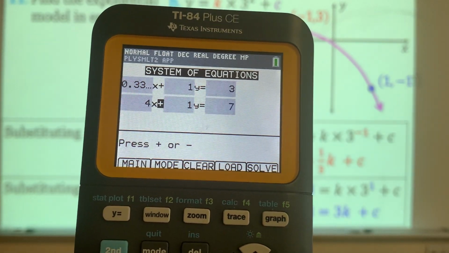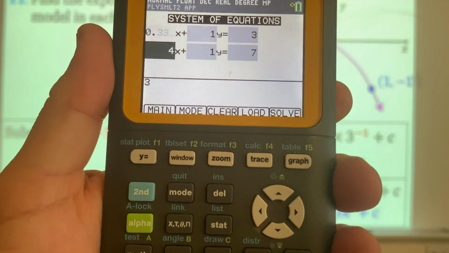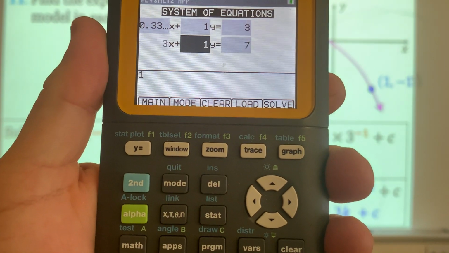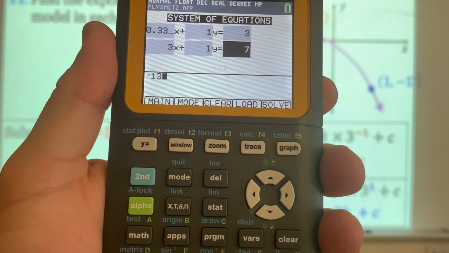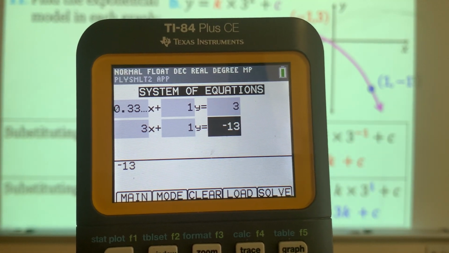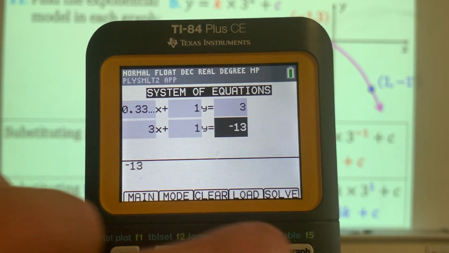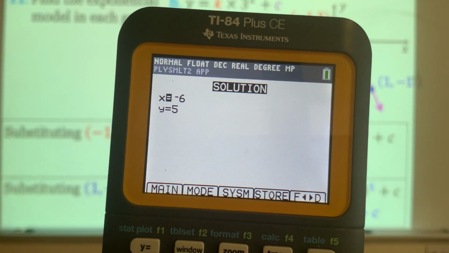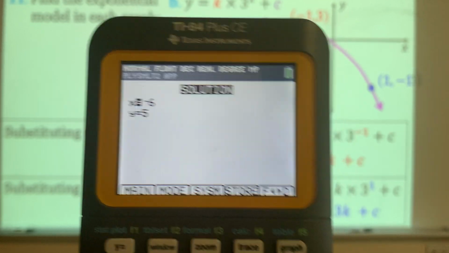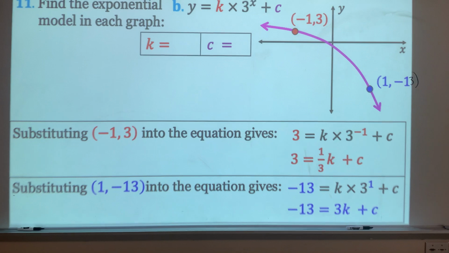And then it's a 3k. So, oops, sorry, it's 3 plus 1 equals negative 13. Okay, so notice I got 0.33, that 1 and 3, and then I got 3, 1, and negative 13. I hit solve, and I get x equals negative 6 and y equals 5. Okay, x equals negative 6 and y equals 5.